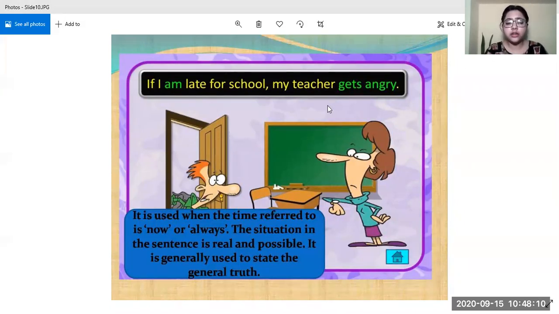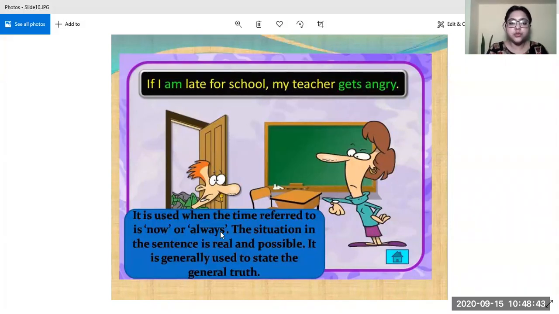Now let us look at the function or usage of such kinds of sentences. Where do we use the zero conditional sentence? It is used when the time referred to is now. That is, if I am late. Where do we use simple present tense? We use simple present tense for a habit, for a routine, or for something which is happening at the moment, or which happens always. Okay, so that is where we use simple present tense. So therefore the usage of the zero conditional will also be somewhat like that only.